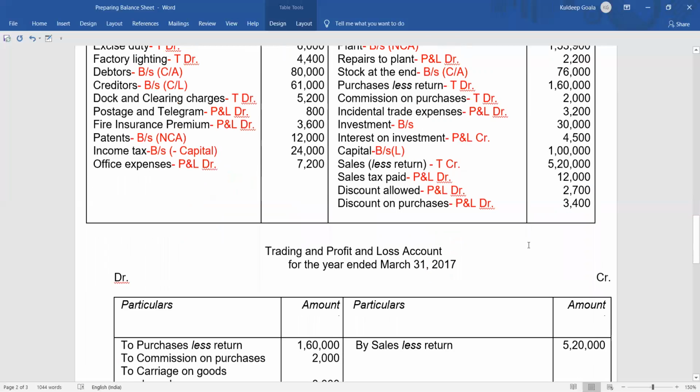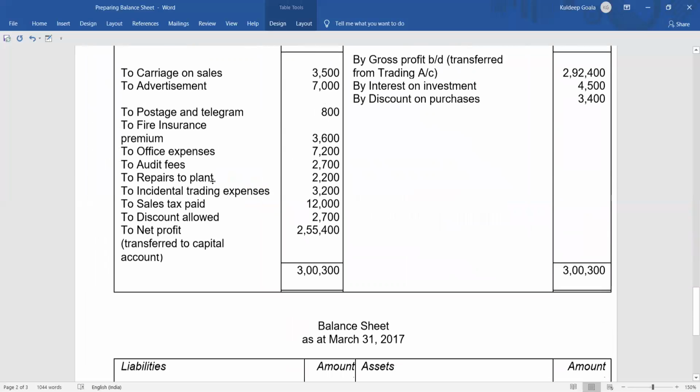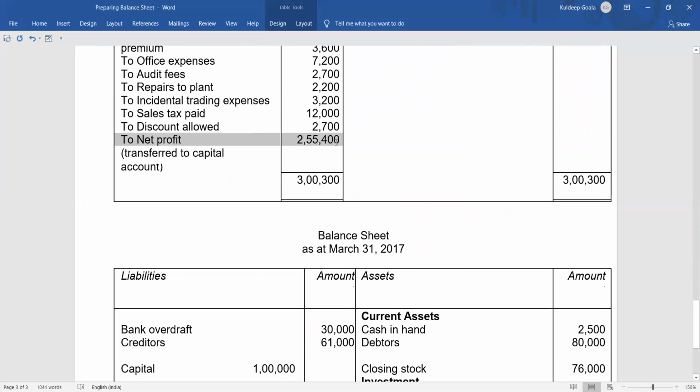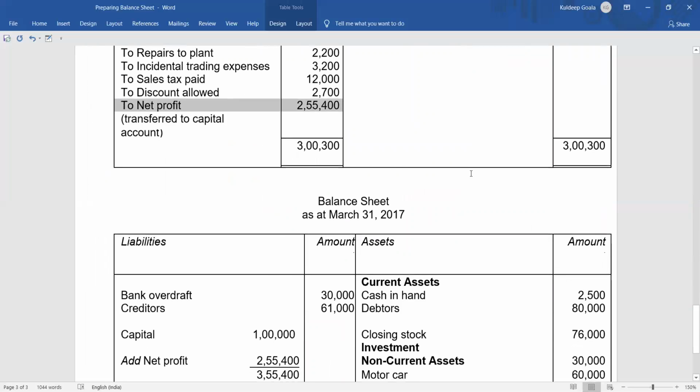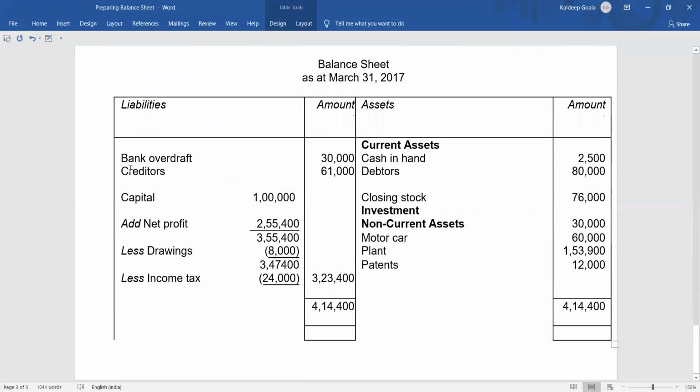Along with that, we have to add the net profit. What is the net profit? 2,55,400. That will come in the balance sheet. Starting with the capital 1 lakh, add the net profit 2,55,400, it comes to 3,55,400. Less the drawings 8,000 and less the income tax 24,000. So the amount comes to 3,23,400.